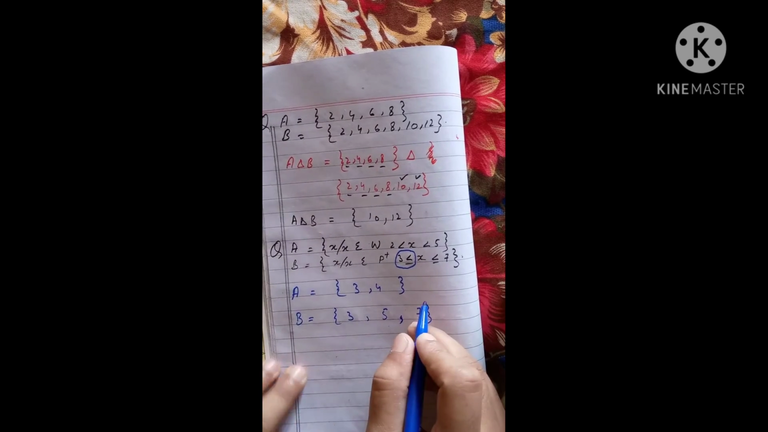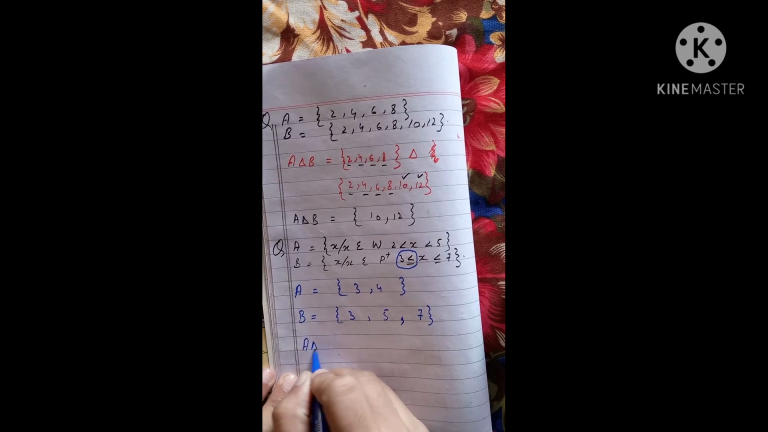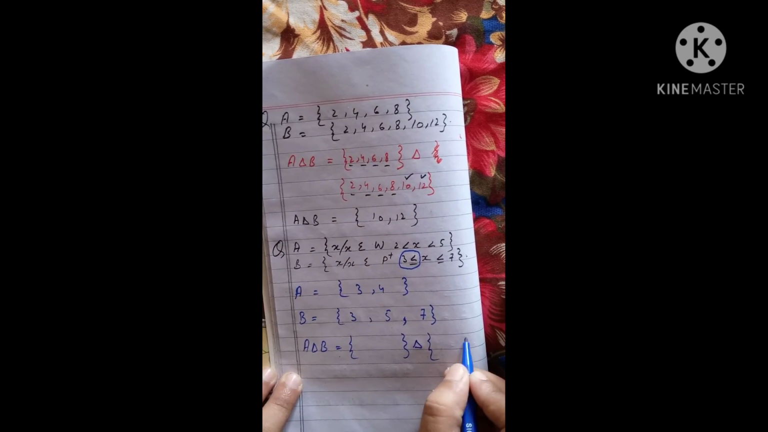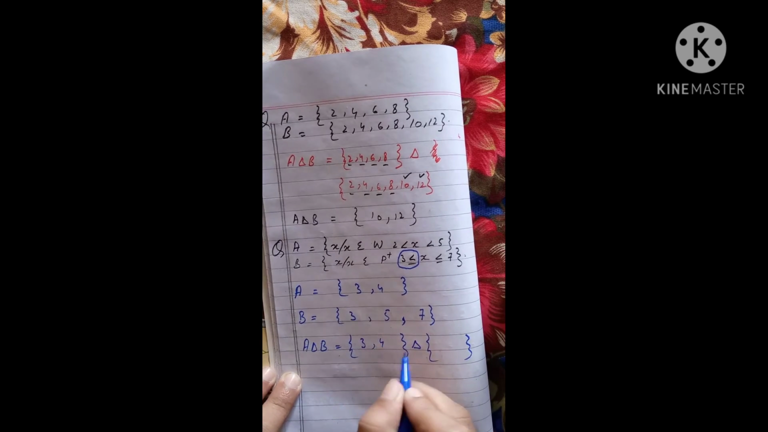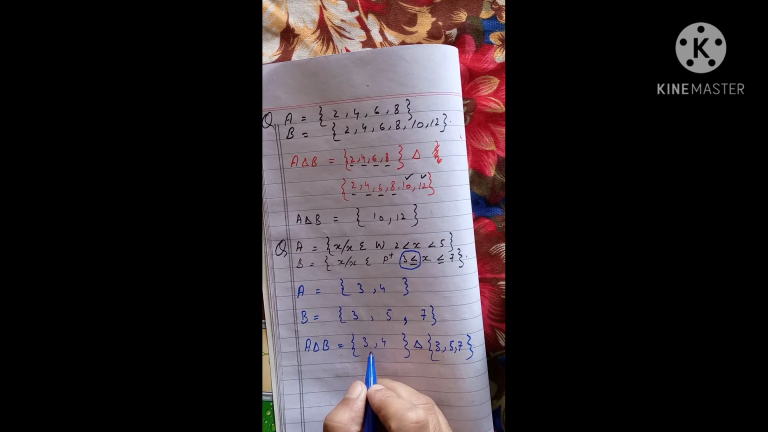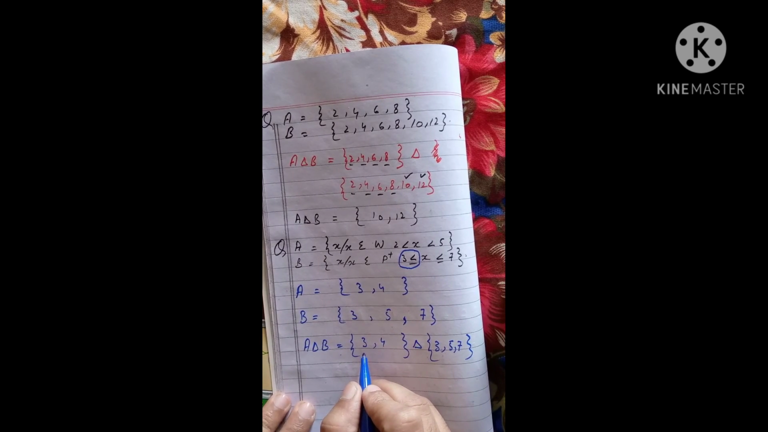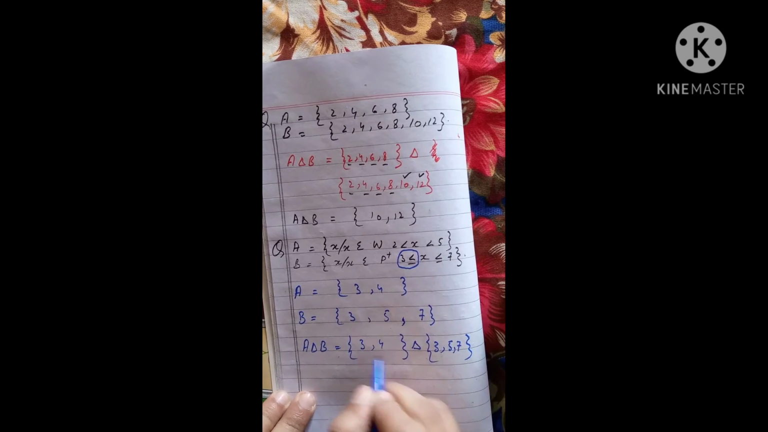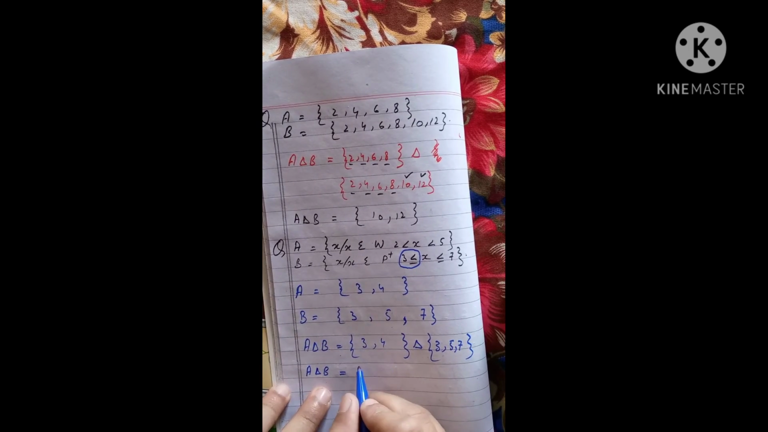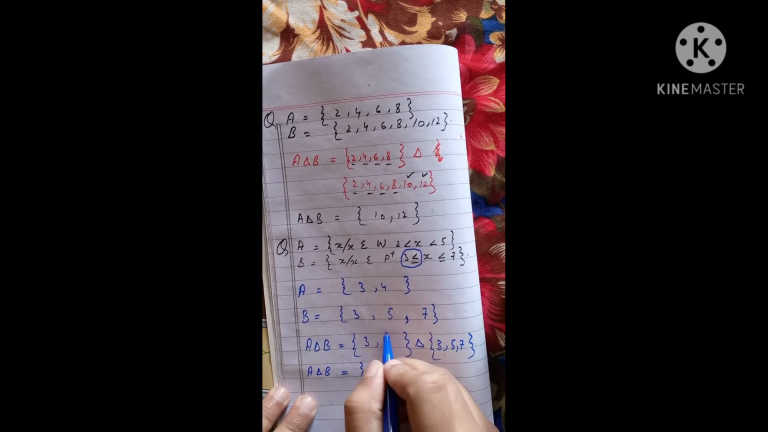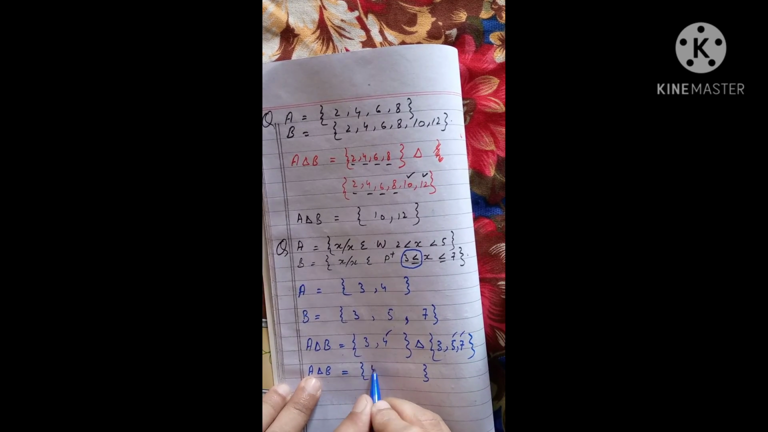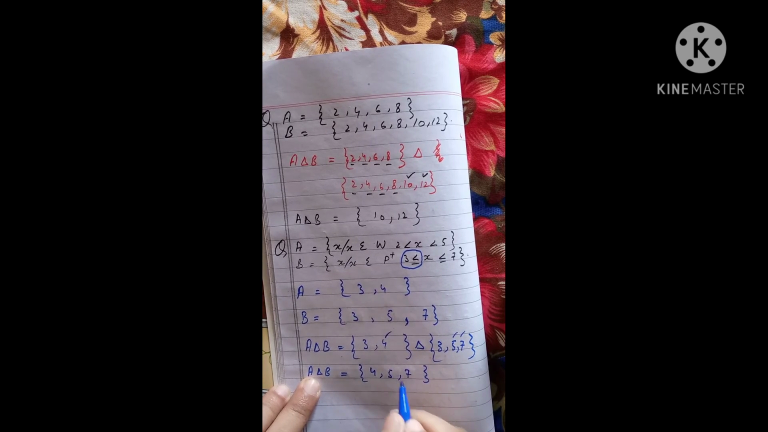And now we have to find A delta B. So A delta B will be written as: first bracket A, then the sign of delta, then bracket B. Bracket A contains the elements 3, 4, then the sign of delta, then the elements of bracket B. We have to now choose the elements which are not common in both sets. We see that 3 is common in both sets, but the other elements are not common, and difference means the elements which are not common in both sets. So we write the element from the first set, which is 4, and the elements from the second set, which are 5 and 7. So our A delta B will be 4, 5 and 7.